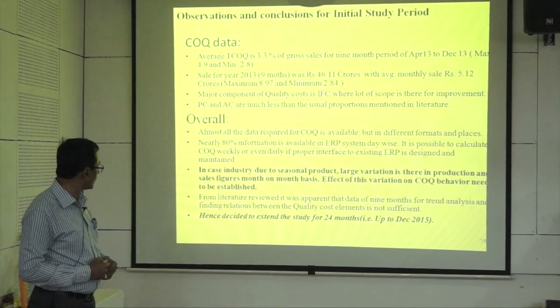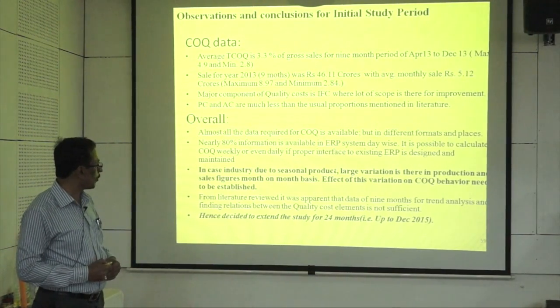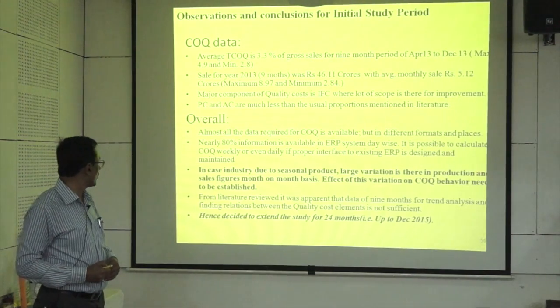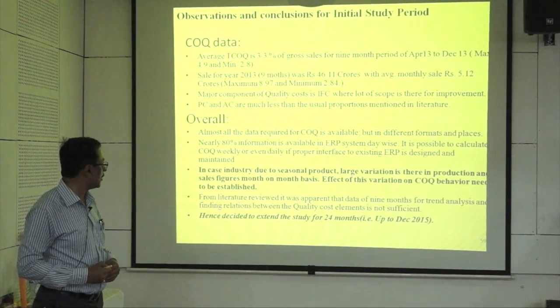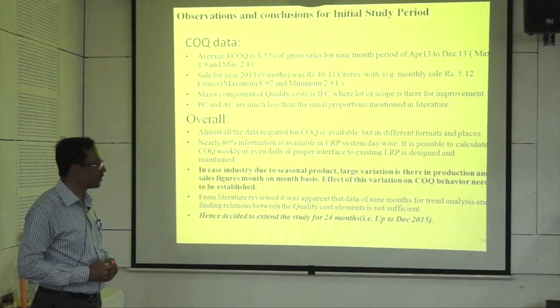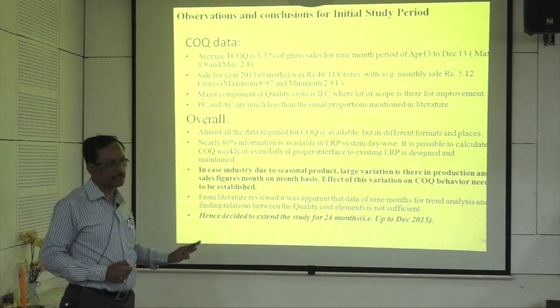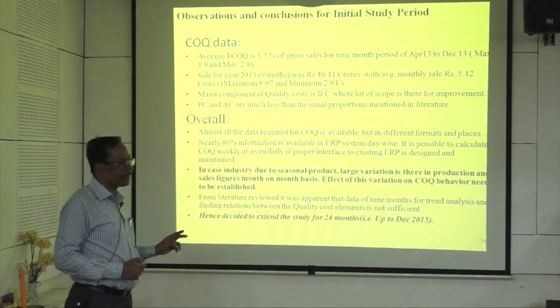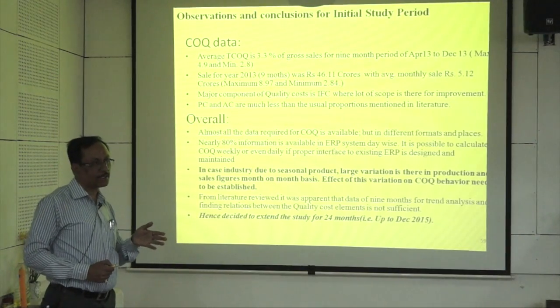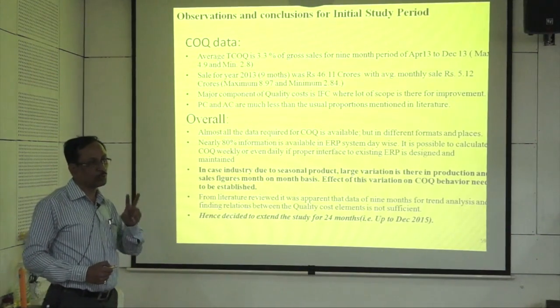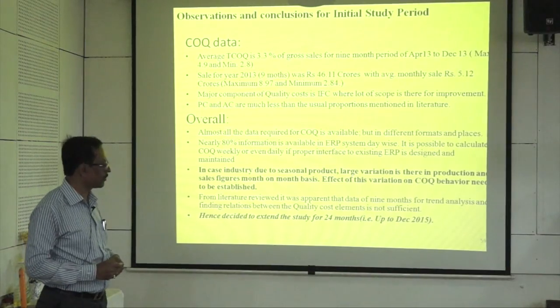Now this is an important observation. In case of industry with seasonal products, a large variation is there in the production and sales figures, month on month. The effect of this variation on cost of quality needs to be established. That is what I found, and that's why instead of restricting the study there, I extended the study period by 2 more years. That was the basic logic.